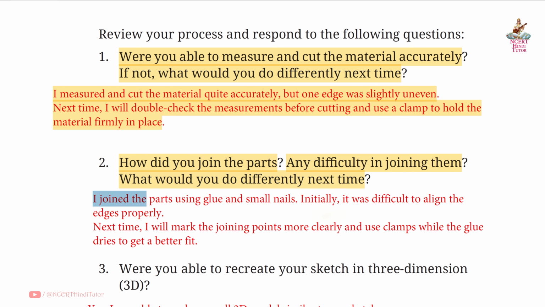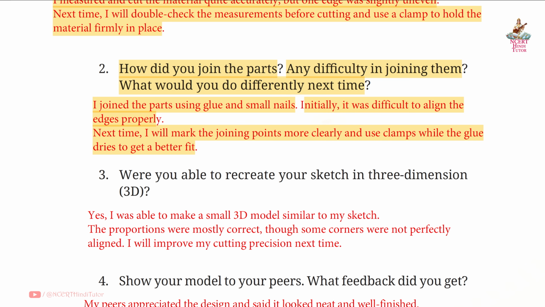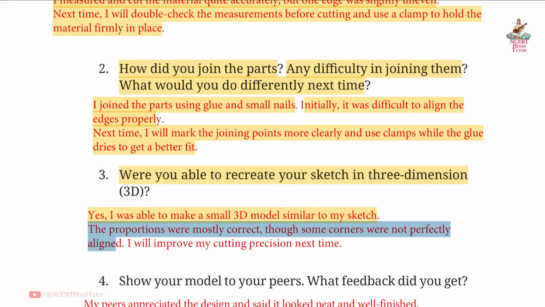Answer: I joined the parts using glue and small nails. Initially, it was difficult to align the edges properly. Next time, I will mark the joining points more clearly and use clamps while the glue dries to get a better fit. Question 3. Were you able to recreate your sketch in 3 dimensions, 3D? Answer: yes. I was able to make a small 3D model similar to my sketch. The proportions were mostly correct, though some corners were not perfectly aligned. I will improve my cutting precision next time.